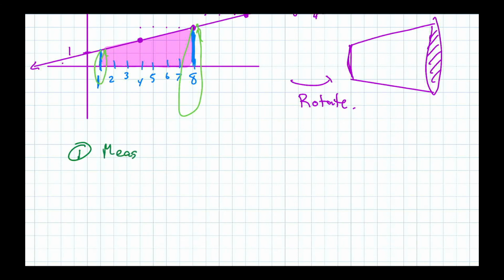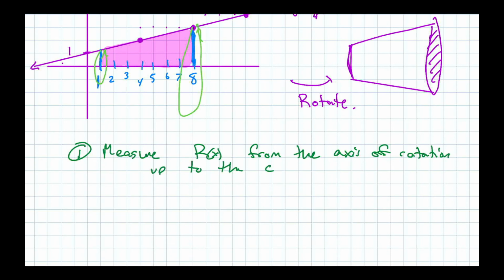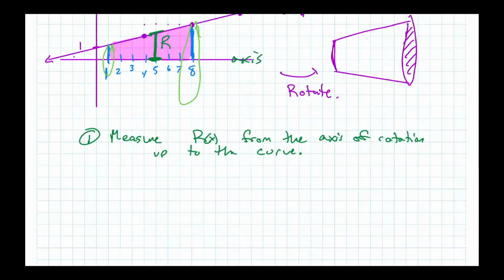So measure R as from the axis, which is not always the x-axis. That's why I'm saying the axis of rotation up to the curve. Okay, that's your first step. So it's just like, this is the x-axis is the axis of rotation, right? So you're just measuring from down here to up here. That's your R. Okay. So it's very simple.